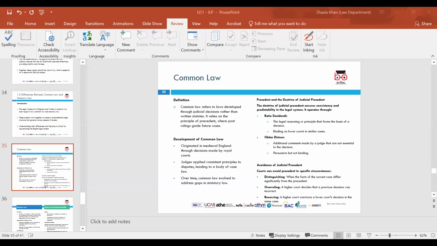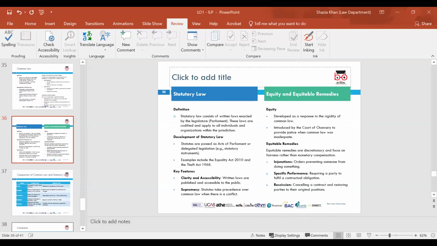Common law relies on a principle called stare decisis, which is a Latin phrase meaning to stand by things decided. The development of common law, as we said, was in medieval times, and judges applied consistent principles. Then there's the precedent and doctrine of judicial review; judicial precedent comprises ratio decidendi and obiter dicta. And the courts can avoid precedent in specific circumstances, where you look at distinguishing, overruling, or reversing.